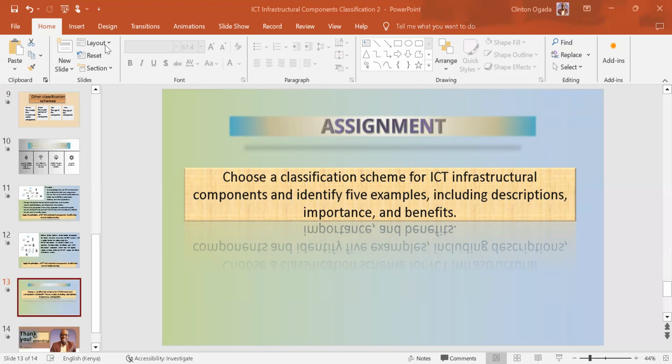Okay. So the assignment is to use a classification scheme for ICT infrastructural components and identify 5 examples, including descriptions, importance, and benefits. Yeah, thank you for your time. We have come to the end of our class. We'll expect the assignment in 2 weeks' time. You submit through your class rep. Thank you.